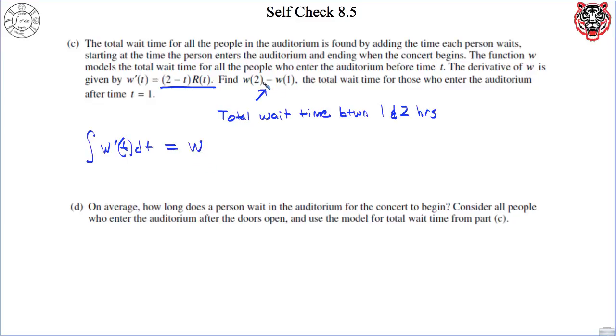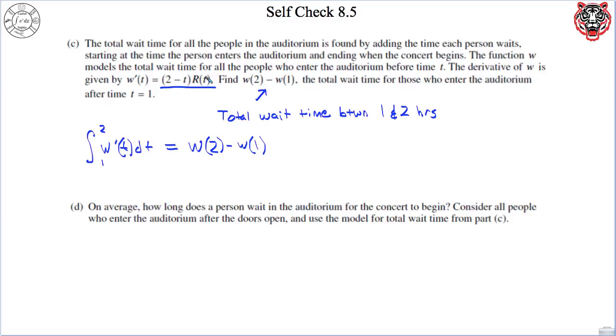But notice that this is going to be W2 minus W1. So our bounds for our integral, we can actually just say between 1 and 2, and what that does essentially is it says, okay, when I evaluate, it's going to be W2 minus W1. So what I'm really looking for is this integral from the bounds 1 to 2 of the W prime function that they gave us.